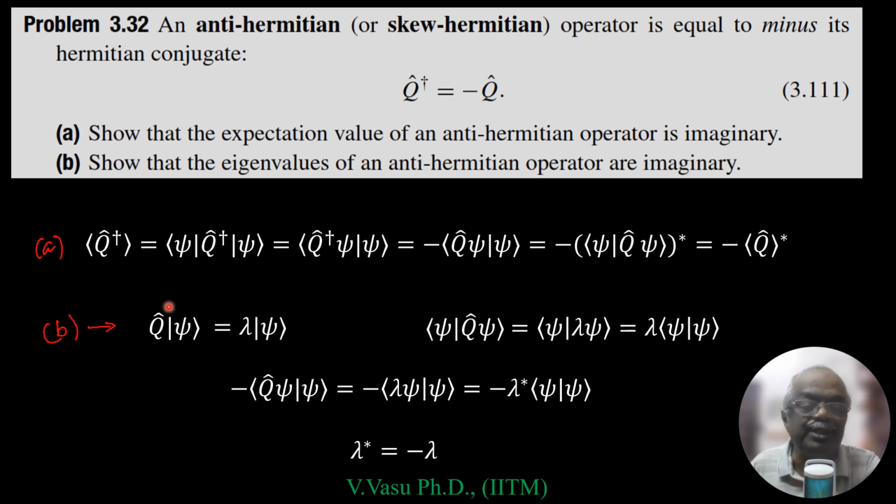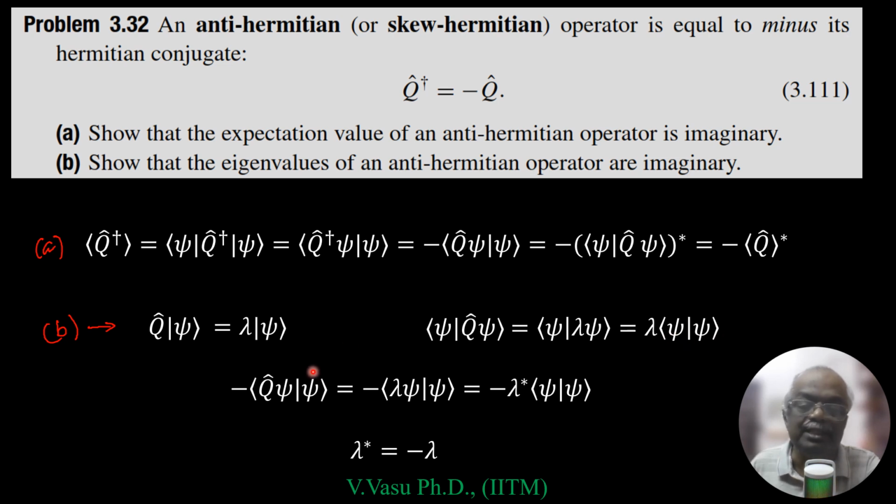Let the anti-Hermitian operator Q act on the ket vector psi. You will get the eigenvalue lambda multiplied by that ket vector psi. Now let this operator Q act on the ket vector, then you will get lambda psi. So this can be taken out. Lambda is a number, so you can take it out, then the inner product of psi with psi.